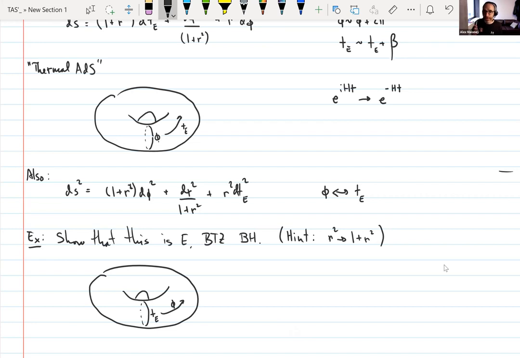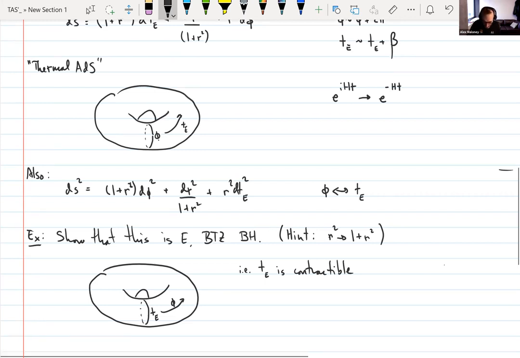It means that this is a geometry where the Euclidean time circle is contractible. In other words, there is a place in the geometry where the coefficient of dt squared is equal to 0. Now, we have a name for places in the geometry where the coefficient of dt squared goes to 0. We call those event horizons, right? That's the definition of an event horizon in Lorentzian signature. So the point is that the thing that was the origin of the polar coordinate system in thermal AdS has become the event horizon of this black hole.